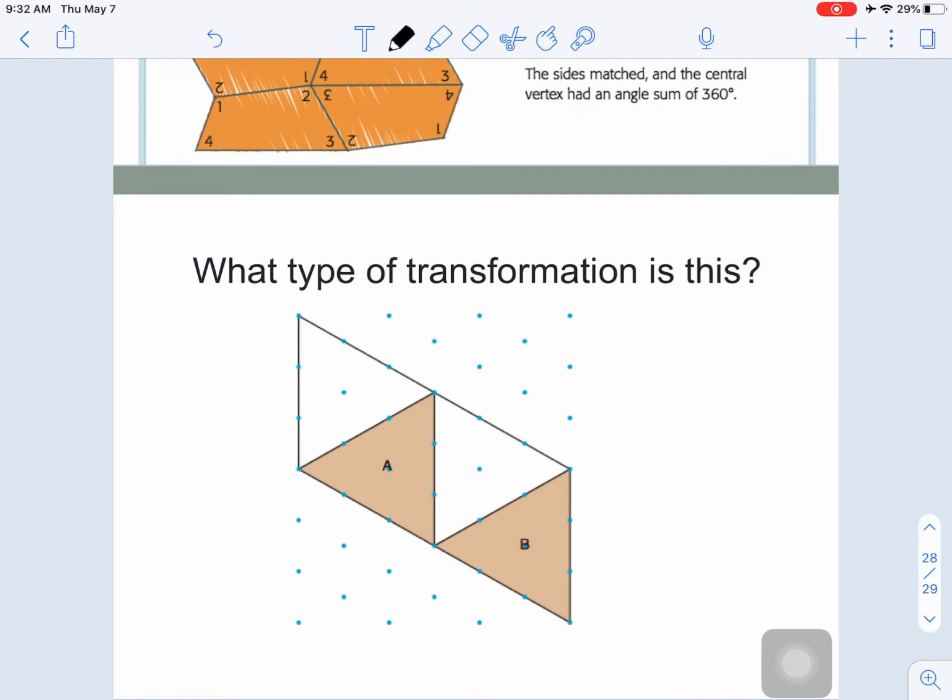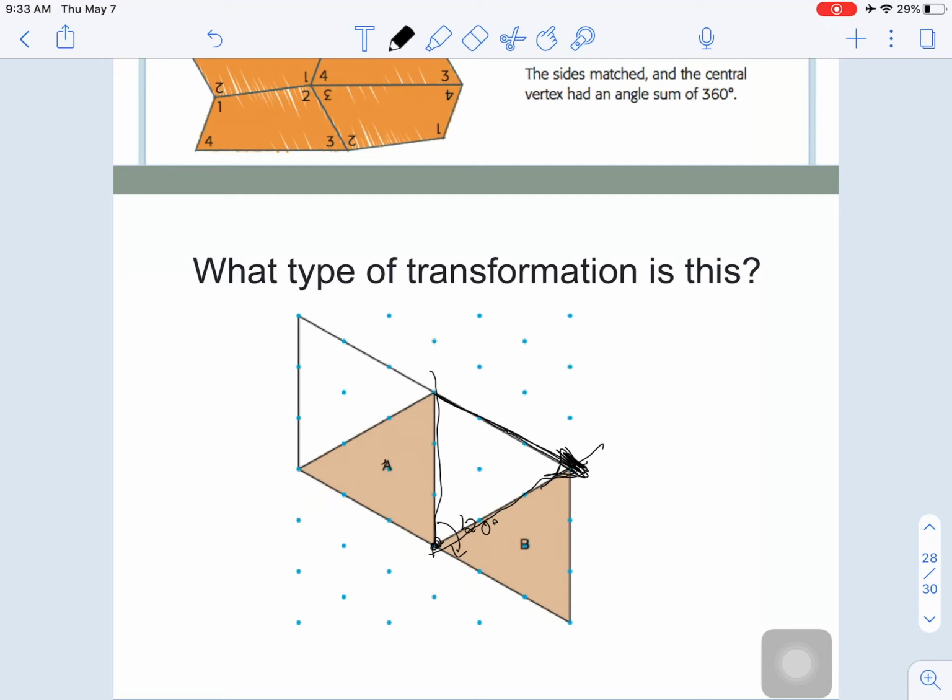And lastly, you might say, well, what type of transformation did they use here? First of all, going from A to B, we could slide it over. There's a slide that happened here, some could say. You could say there's a rotation here of 120 degrees. Or you could say there's been two reflections, one there and one there. So as you could see, there's a variety of ways to go from A to B. You could slide it, you could rotate it, or you could reflect it.